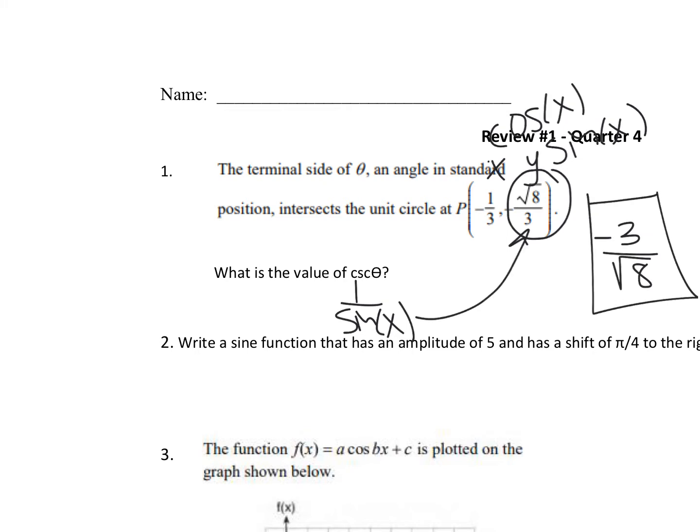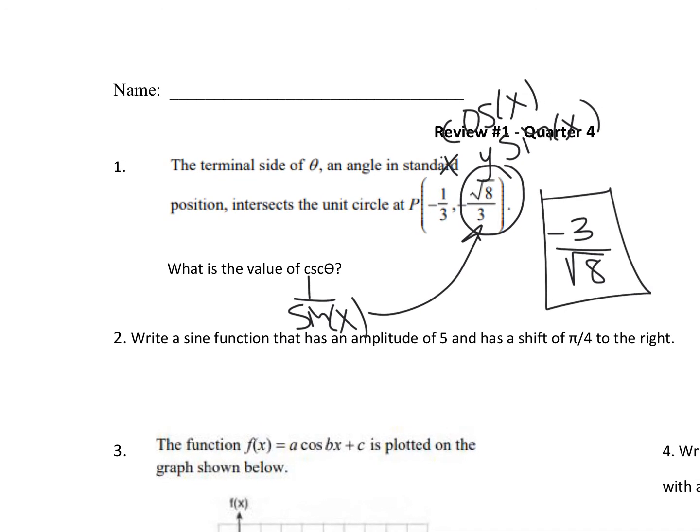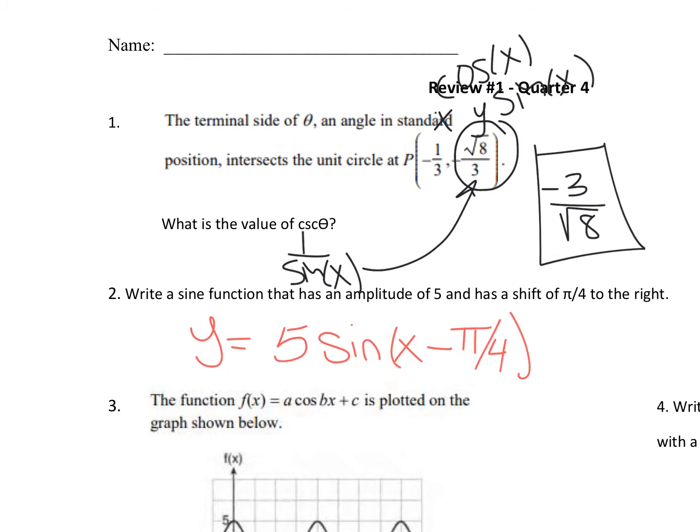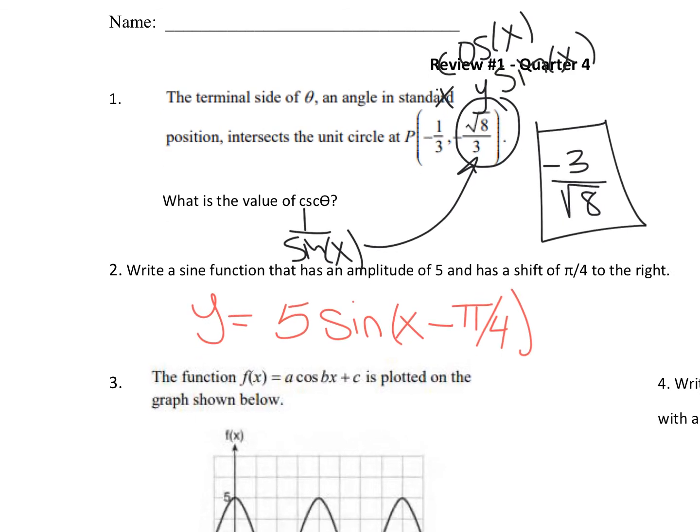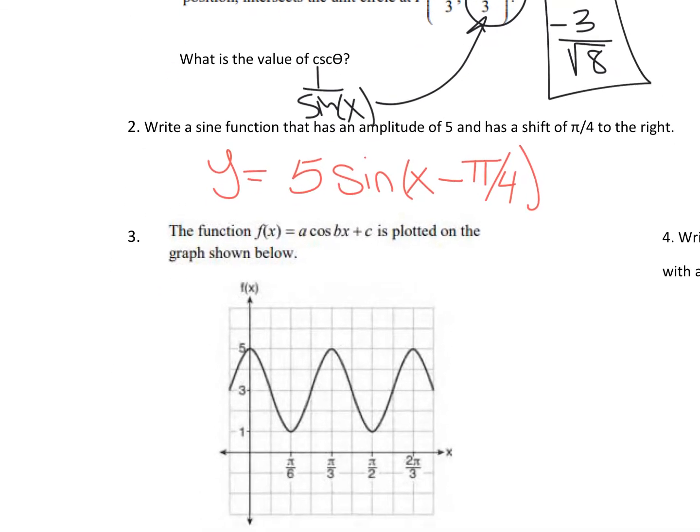Next question says, write a sine function that has an amplitude of 5 and a shift to the right of pi over 4. So we're going to do 5 in the front, then sine of x minus pi over 4. Remember, when you shift to the right or left, it's on the inside of the parentheses. Minus means right on the inside, and positive means left.